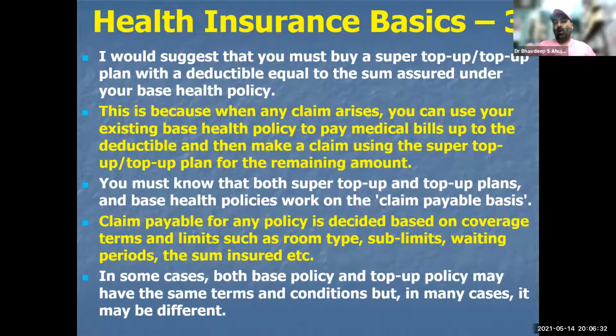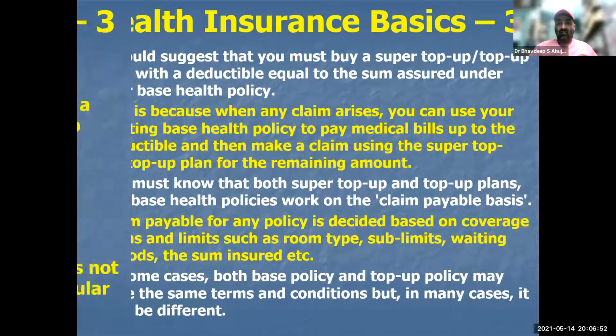And as they work on a per claim basis or a claim payable basis, claim payable basis means you applied for 4.5, you got 3.5, so 3.5 would be counted from your sum insured, because claim payable is after the limits, your total coverage, room type, sub limits, waiting period, and sum insured. So I hope these things are clear to you.